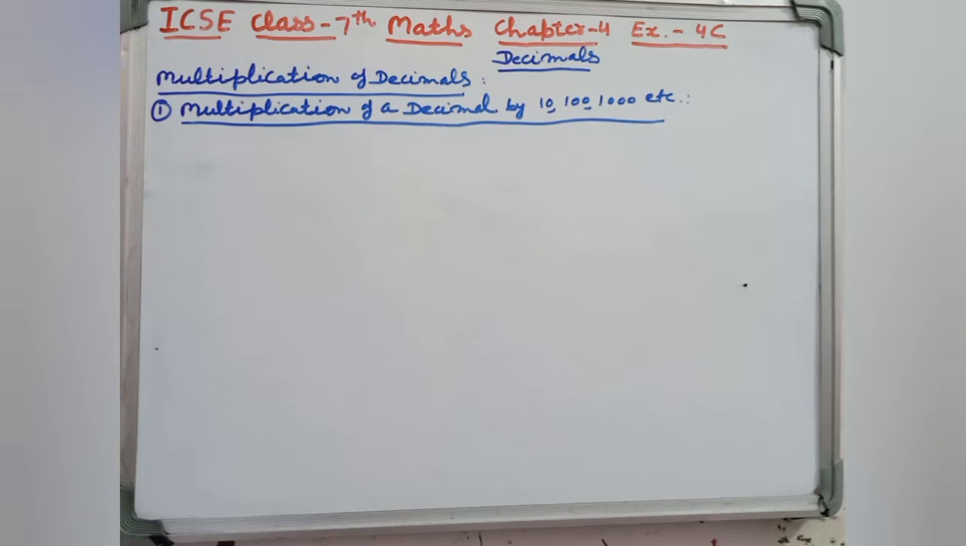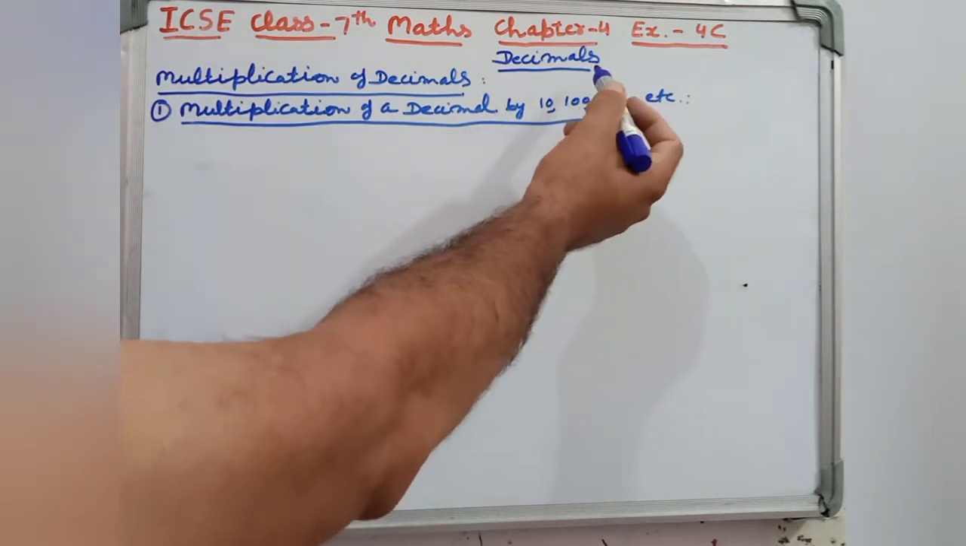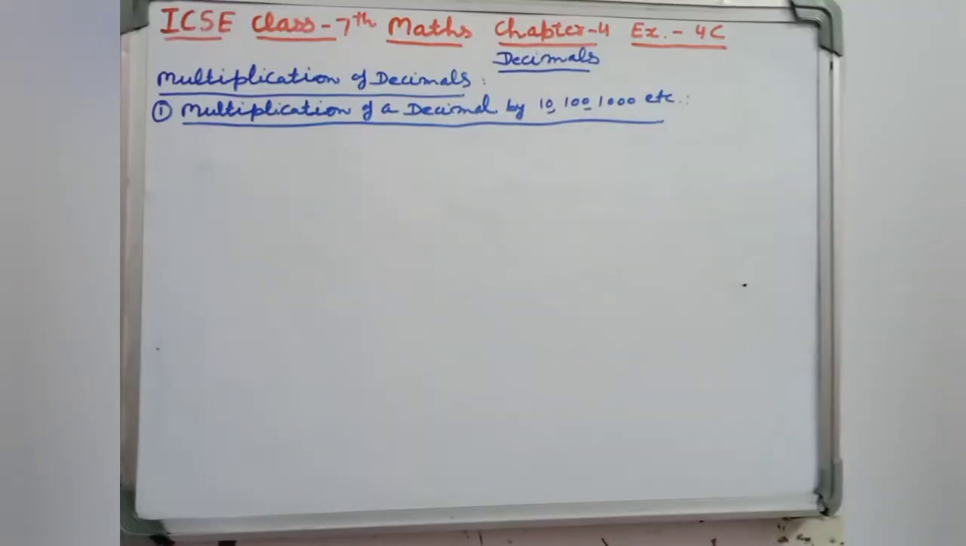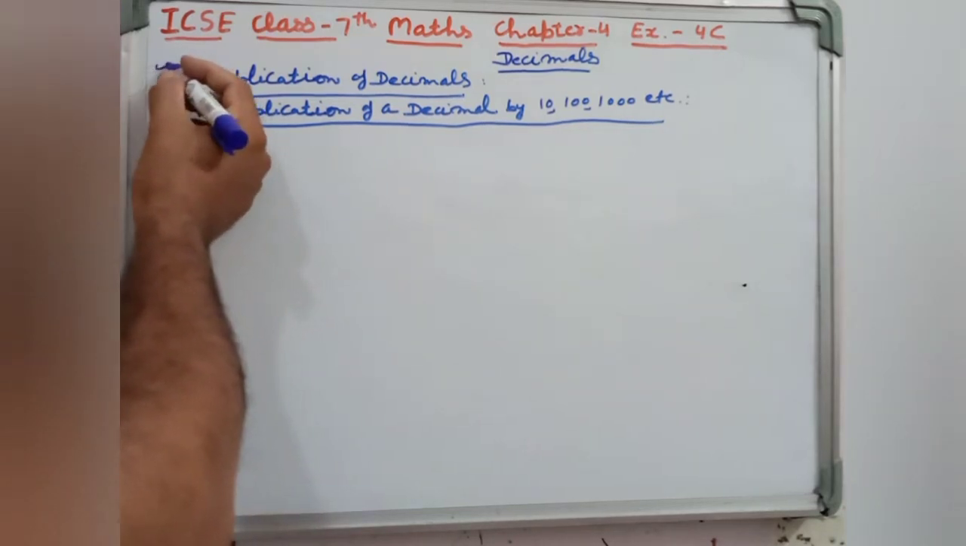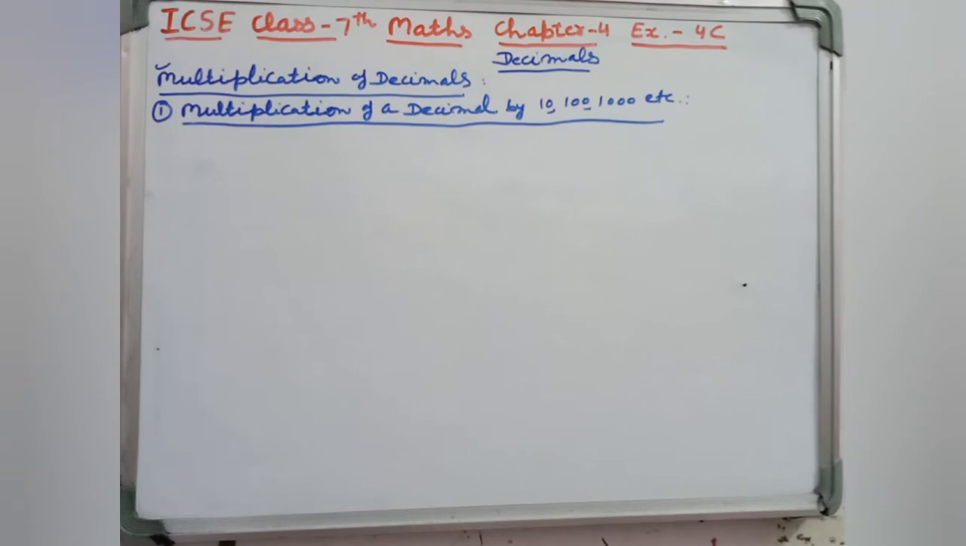Today we will start ICSE Class 7 Maths Chapter 4 Exercise 4C. You have seen up to 4B in my earlier videos. In this video we will start Exercise 4C, which is related to the multiplication of decimals. To start the exercise, we have to clear some basic points, right?